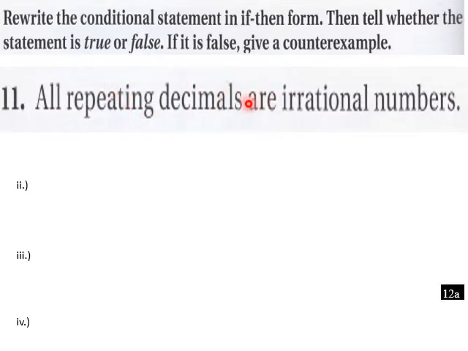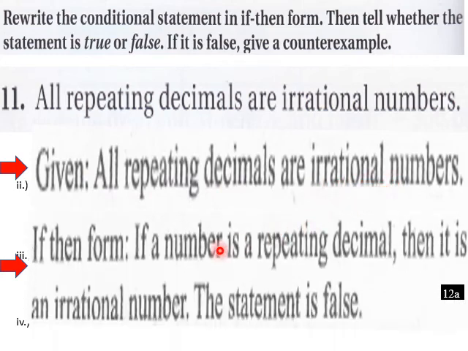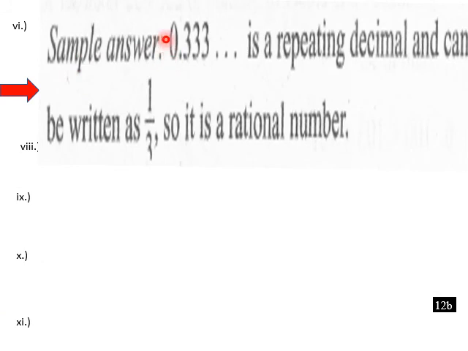We write this in if-then form, and then tell whether the statement is true or false. Given all repeating decimals are irrational numbers, the if-then form is: if a number is a repeating decimal, then it is an irrational number. The statement is false. That is categorically false, and so that does not work. A sample counterexample is: 0.333 is a repeating decimal and can be written as 1 over 3, so it is a rational number.